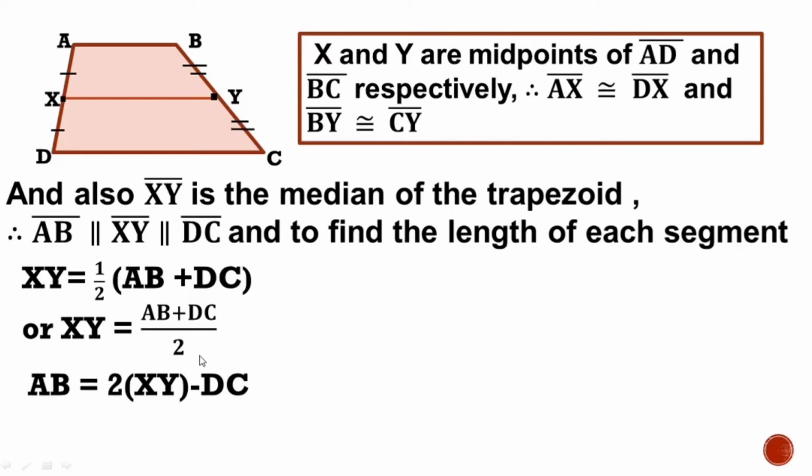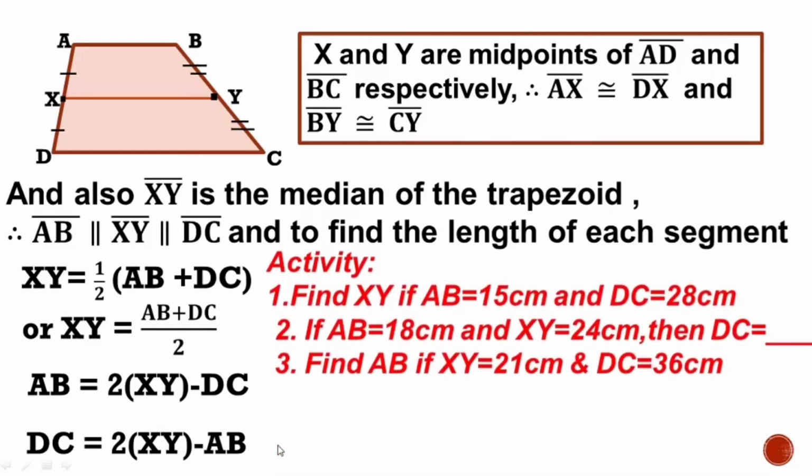To find AB, which is the length of one of the bases, we can use this formula: 2 times XY minus DC, or 2 times the length of the median minus the length of the other base. To find DC, we have DC equals 2 times XY minus AB.